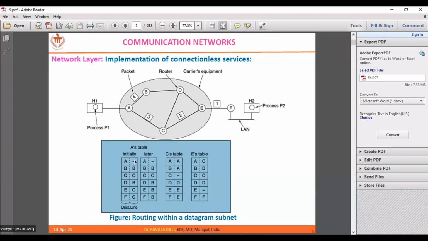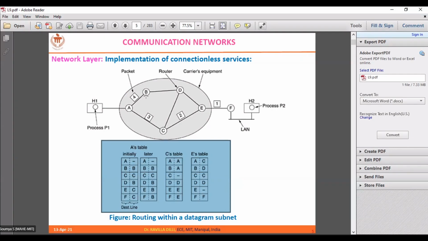All right. What do you understand from this? Look at the first table. It is A's table. This is the table that A has stored in itself. Initially, these are the different nodes in the network: A, B, C, D, E, and F. You look at the network. You've got A, B, C, D, E, and F. These are the different nodes. Now, in order to reach these nodes from A, what would be the next hop? That is what this table has got. So if a packet has to reach from A to itself, then it is to itself.